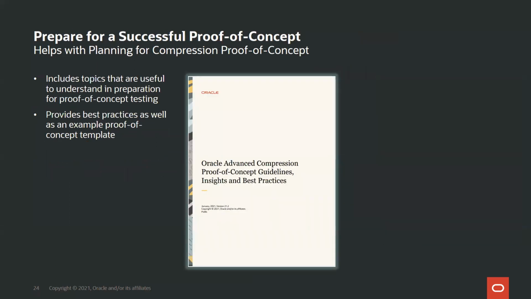If you're thinking about a proof of concept for compression capabilities, I highly suggest taking a look at this document, the Oracle Advanced Compression Proof of Concept Guidelines, Insights, and Best Practices. It goes through the best practices. It talks in more depth about some of the things we talked about today, and it does give a sample outline for a proof of concept. It doesn't do a walkthrough of how to do it step by step, but it does give you ideas about what to look for, what to test for, some things to think about, that type of thing. And again, this is available on oracle.com, and I'll point you to how to get that at the end of the session.